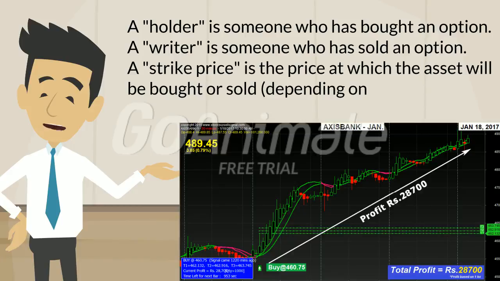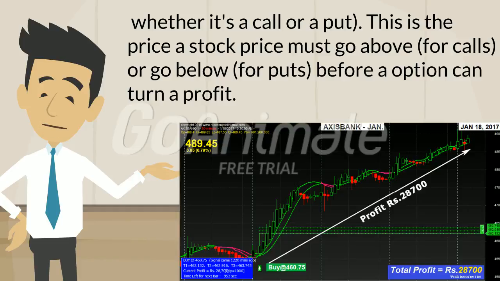A strike price is the price at which the asset will be bought or sold, depending on whether it's a call or a put. This is the price a stock price must go above, for calls, or go below, for puts, before an option can turn a profit.